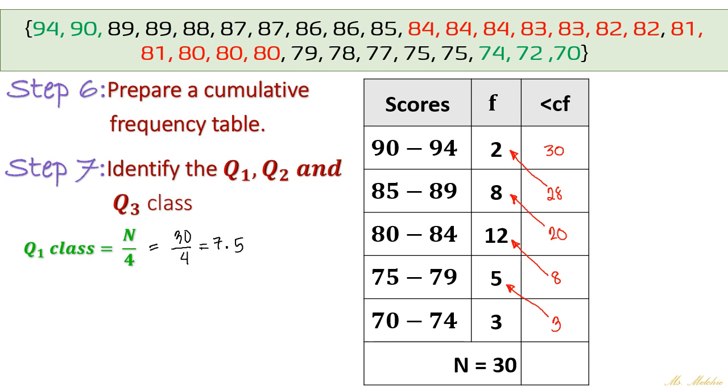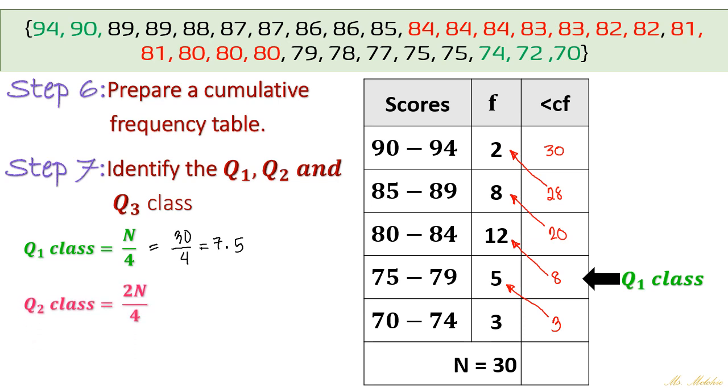Okay, next is our second class. We have 8 as the cumulative frequency. That means it includes rank 4 up to rank 8. So if we do have 7.5 here, therefore we can say that this will be our Q1 class, 75 to 79.